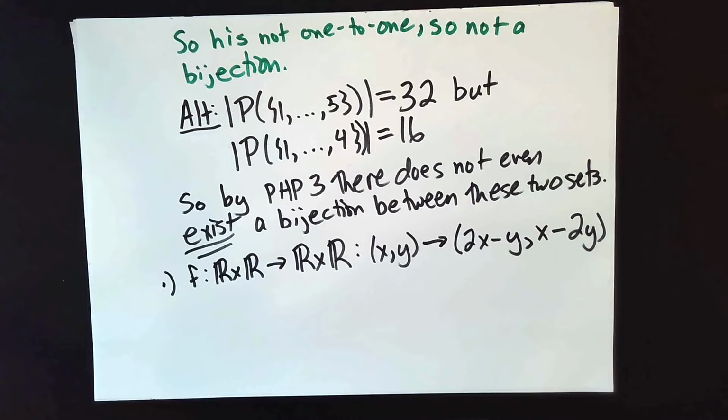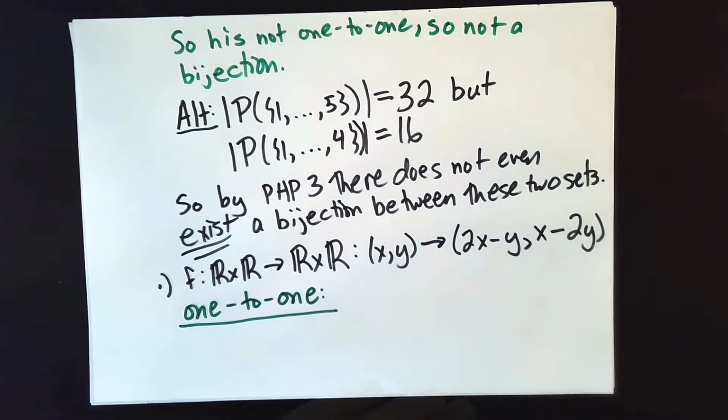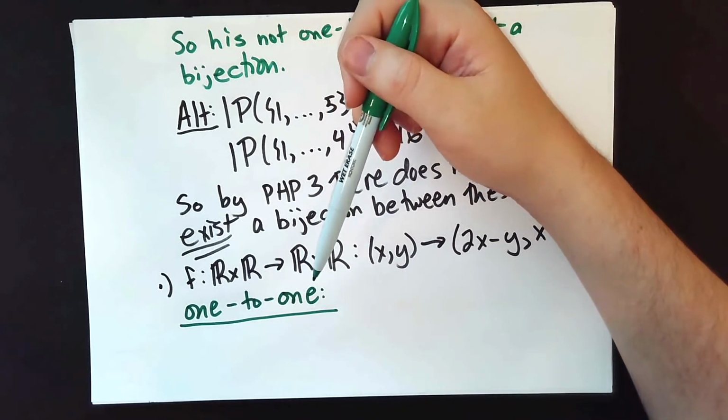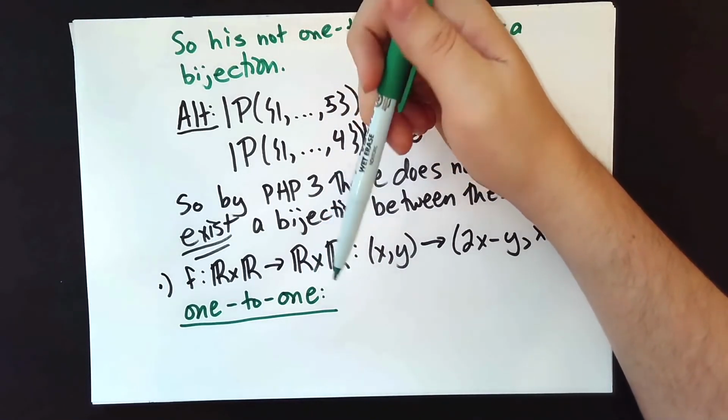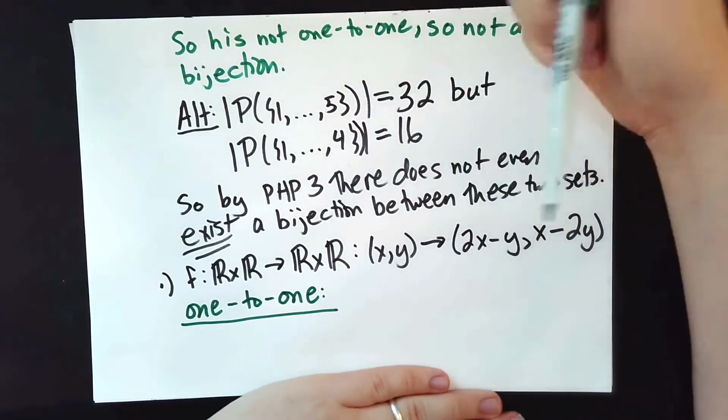So any proof that something is a bijection is going to break into two sections. I don't know if this is going to be a proof yet, but I'm going to start by labeling the section 1-to-1. And so what do I need to show that a function's 1-to-1? Remember, I need to show that if f of one thing is equal to f of another thing, then those two things are actually equal.